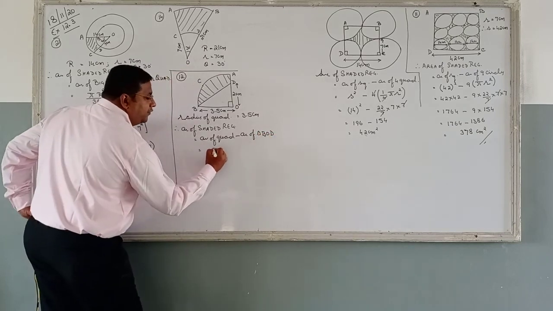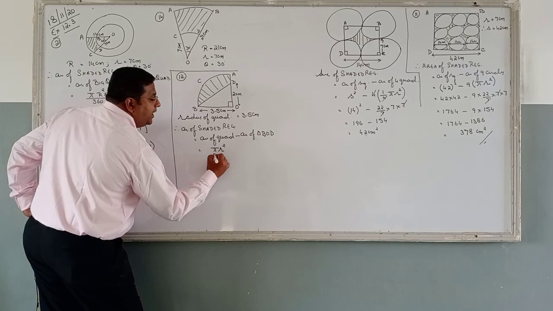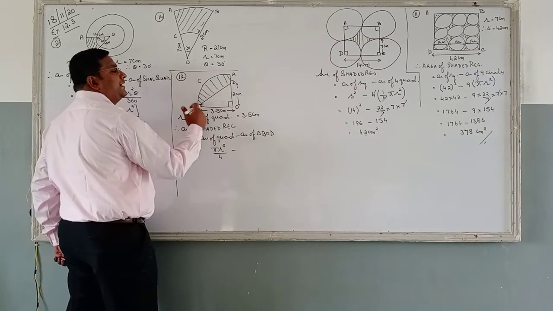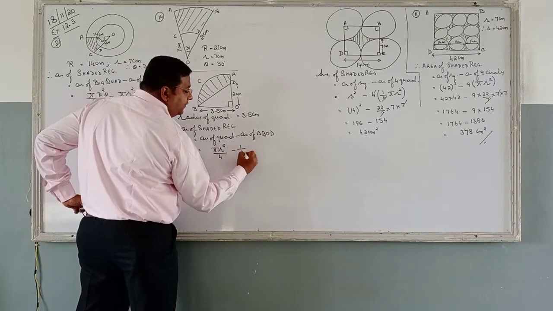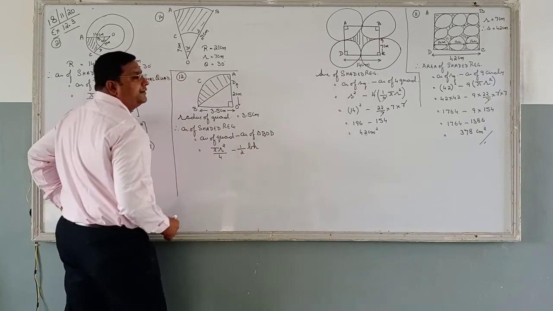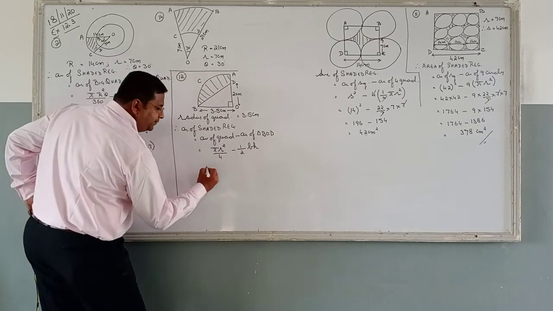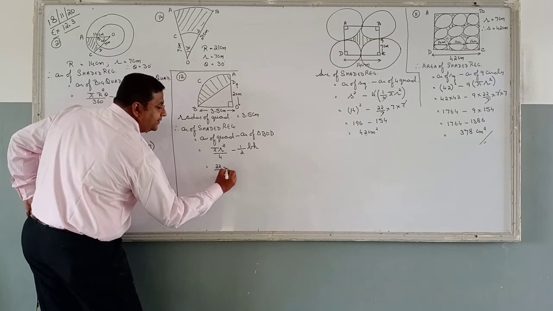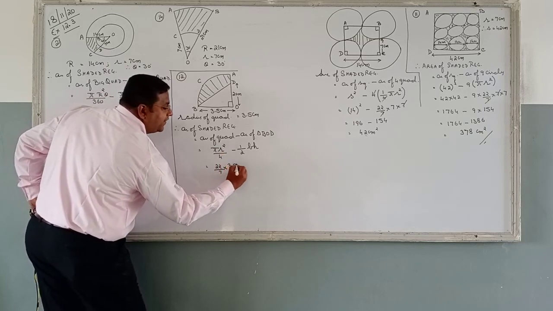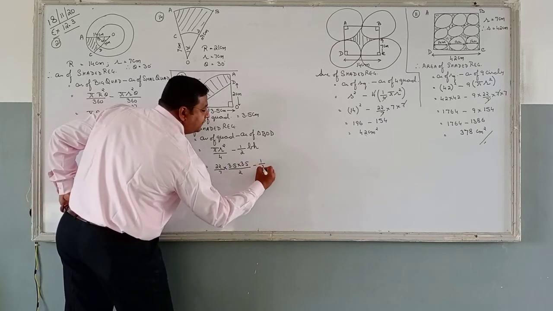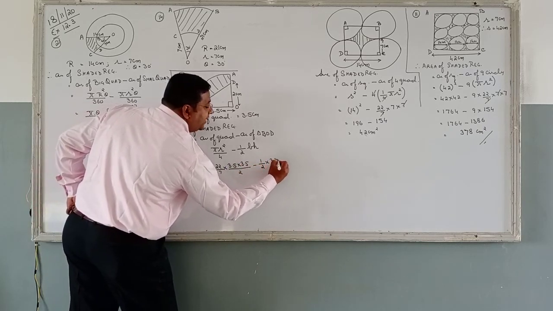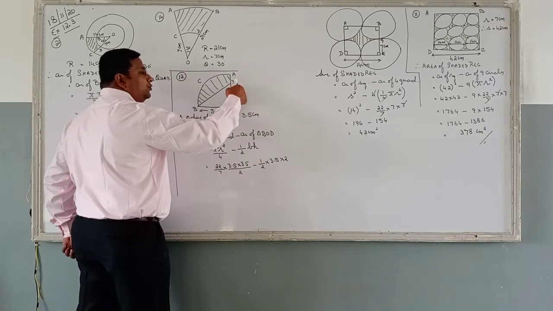So area of quadrant, formula pi r square upon 4 because it is a quadrant as you can see, and this is a triangle. Area of triangle is half into base into height. Substitute pi 22 by 7, r square 3.5 into 3.5 upon 2, minus half into base 3.5 into height 2.